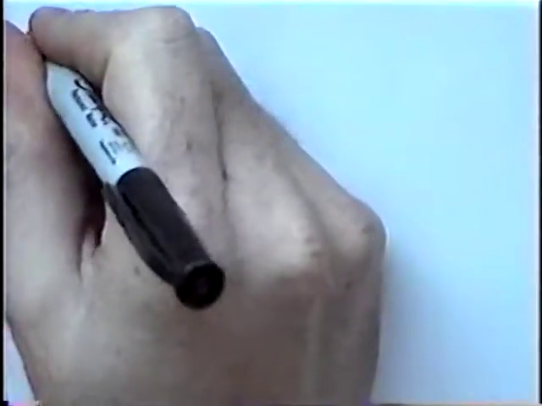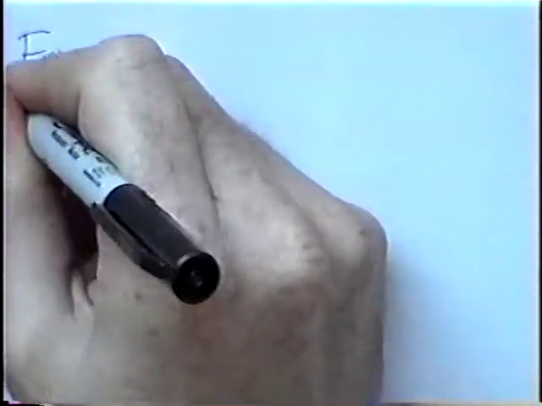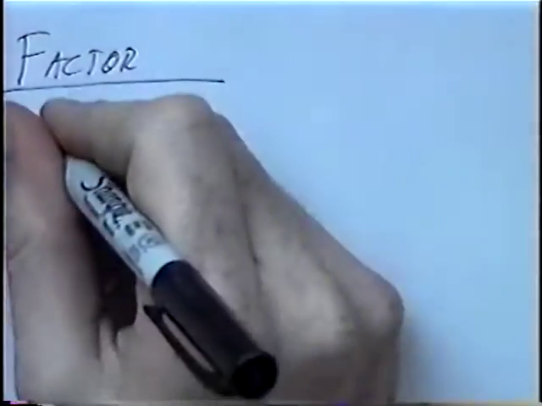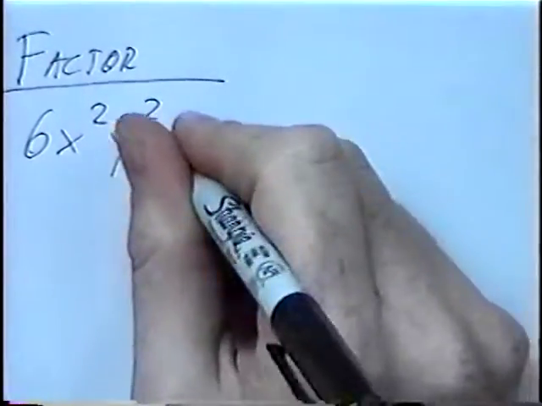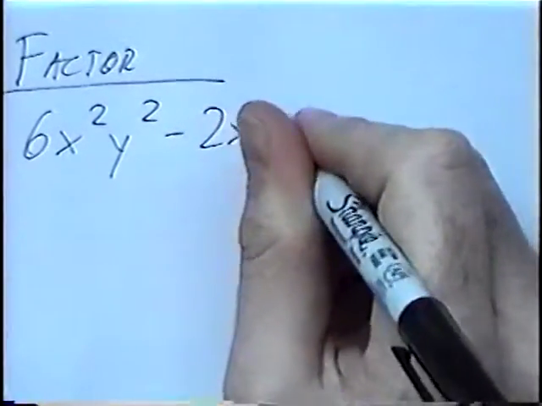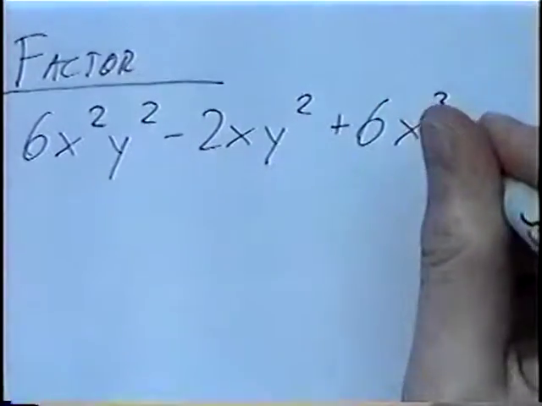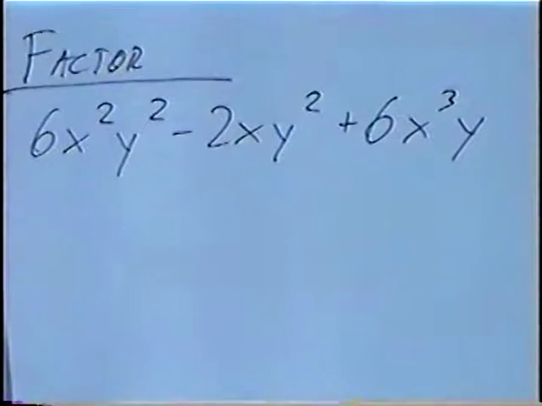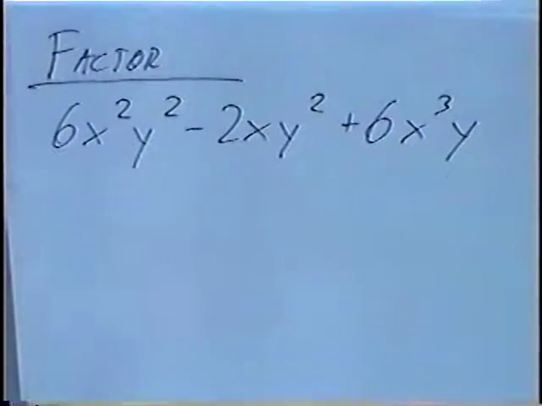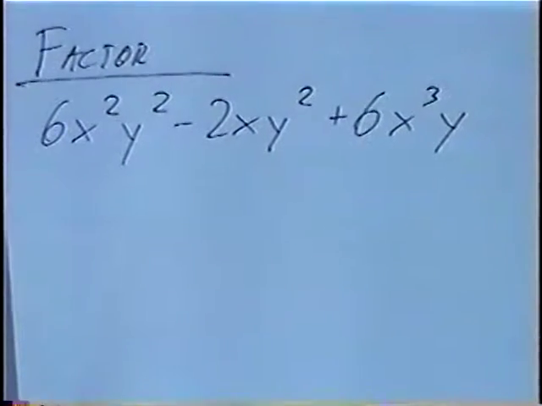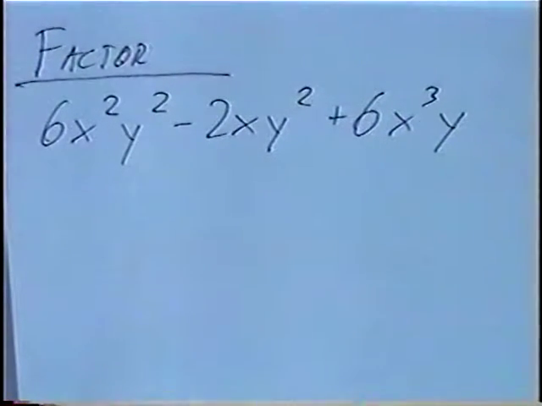Title of the first section today is factor. First question, 6x squared y squared minus 2x y squared plus 6x cubed y. When factoring, you can look back at the formulas or think about different ways to factor. The most basic way to factor, though, when you have numbers in common, is the greatest common factor.